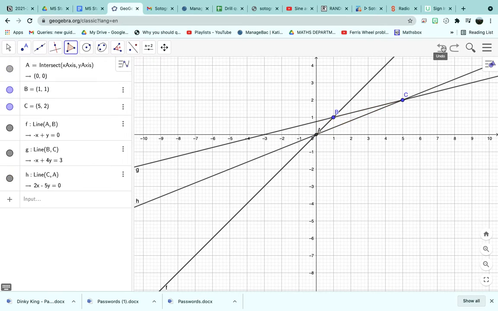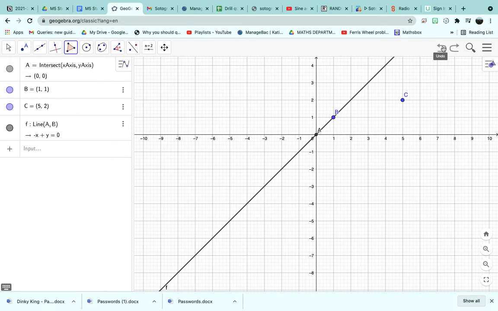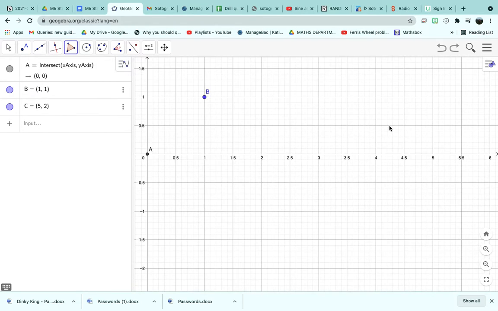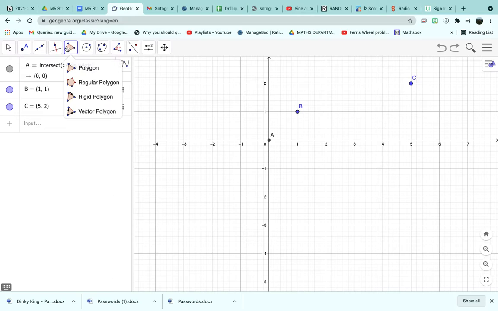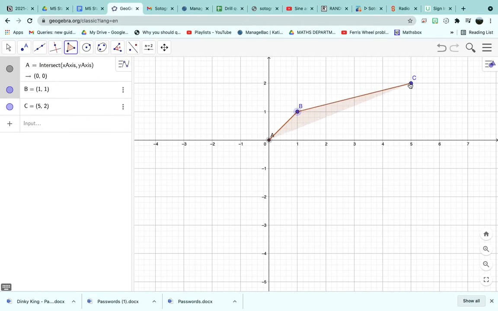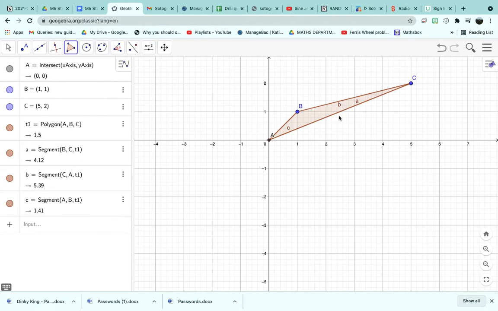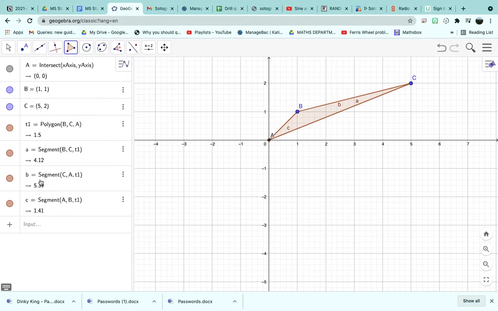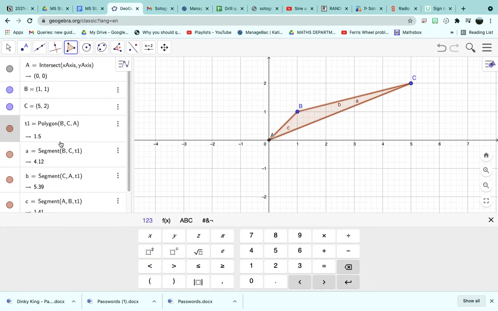If I undo the steps, you can actually do this without the lines, but the lines are a nice addition. So if I zoom in, like I'm zooming in on a phone, and I click polygon, I click A, then B, then C, and then back to A again. And it gives me a triangle. Another way of doing it would be you could start at any vertex, B to C to A and then to B. Basically we want to look at the area, and the area is T1. So the area is 1.5.